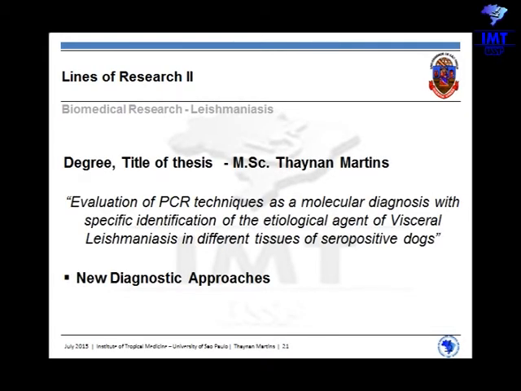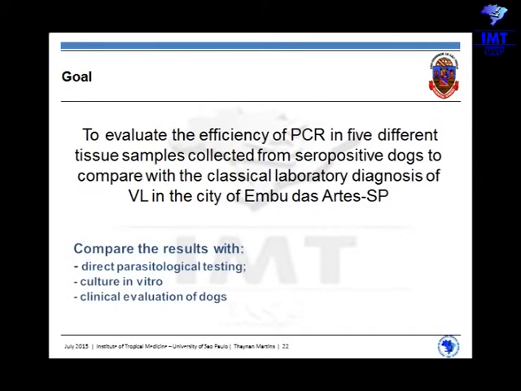So this is my master's project, indeed. We are trying to evaluate the PCR technique as a molecular diagnosis with a specific identification of the etiological agent of visceral leishmaniasis in different tissues of seropositive dogs. And it's also related to new diagnostic approaches, because as I told you, the classical techniques for diagnosis are also time-consuming, and it's hard to see the amastigote inside the macrophage with a stained slide.